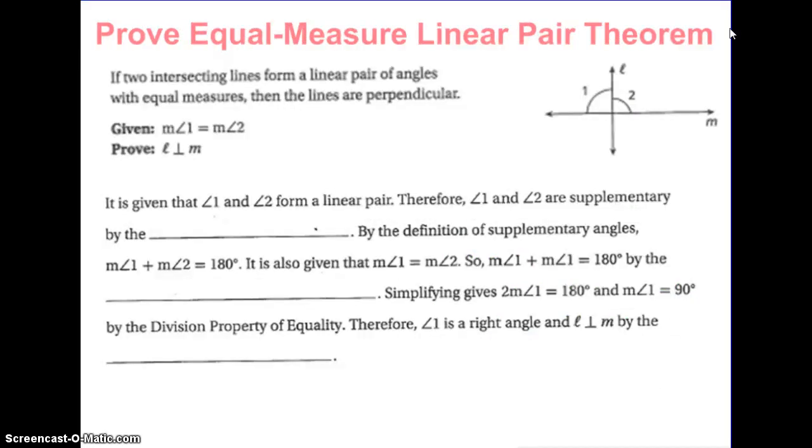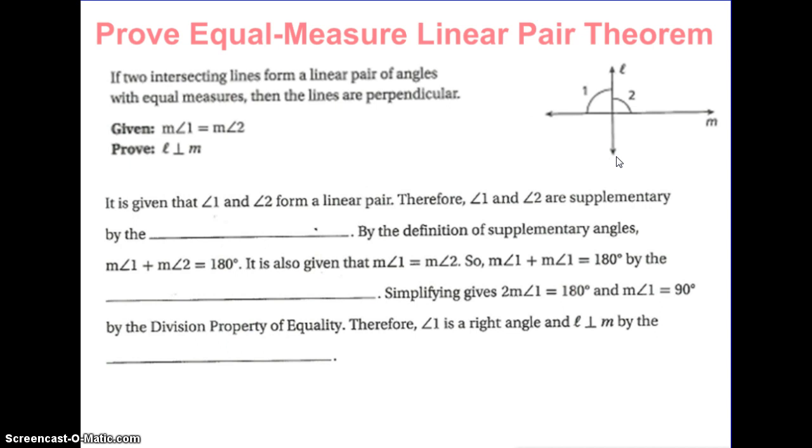Alright, it says prove the equal measure linear pair theorem. It sounds very awful, but I promise you it's not as bad as you think. Basically what it's saying is I have two angles, angle 1 and angle 2. They make a linear pair. Let's say that those two angles are equal in measure, then they have to be 90 degrees.